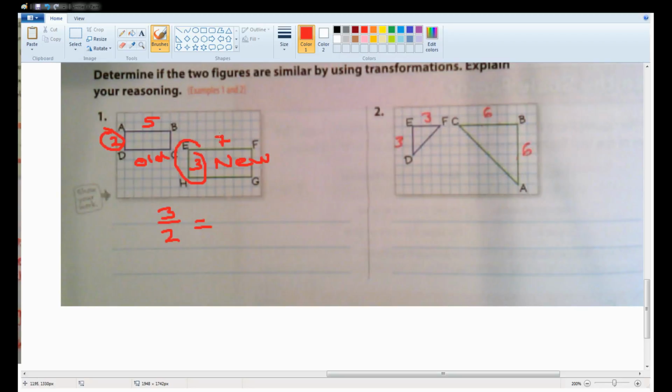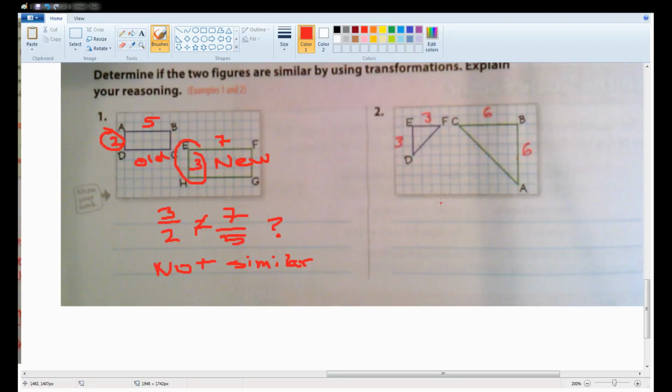Does that match with the other one? 7 divided by 5? Do they match? Are those equivalent fractions? Your answer should be no. And if they are not, then we know no. They are not similar shapes. Not similar, because the sides didn't maintain the ratio.